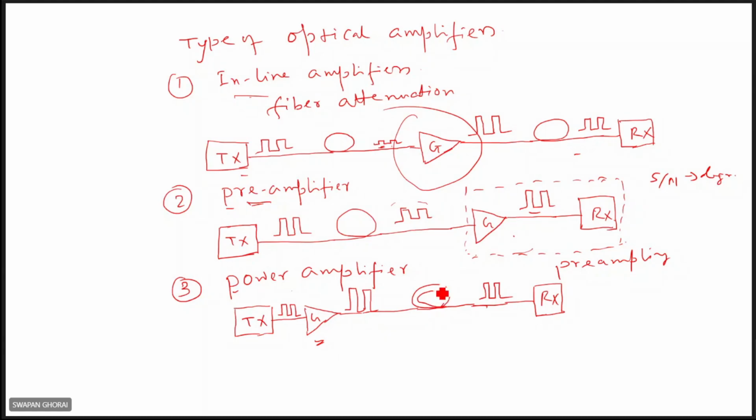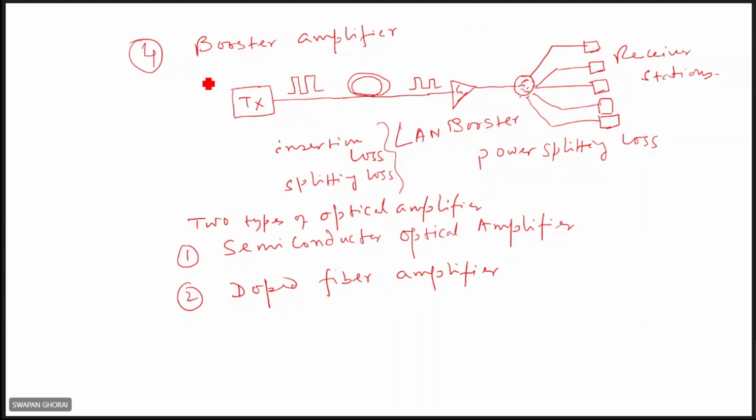optical amplifiers. So it can be used as an inline amplifier, as a pre-amplifier, as a power amplifier. Also, it can be used as a booster amplifier. So you see, booster amplifiers are generally used in the network.